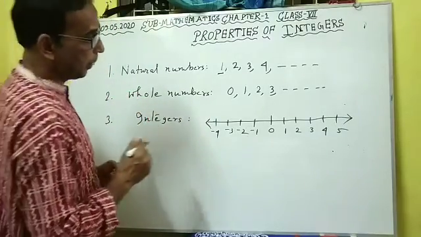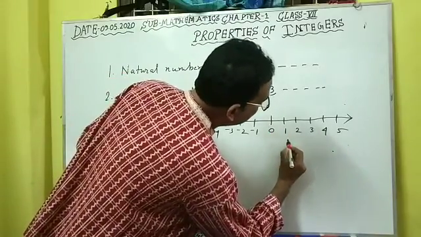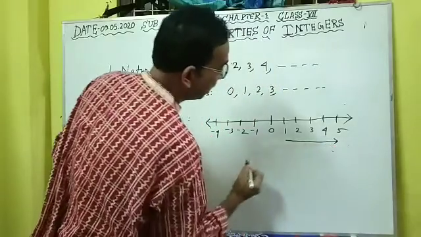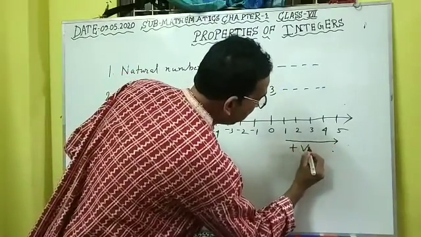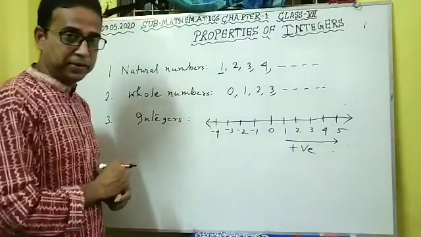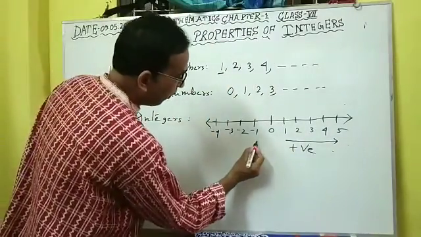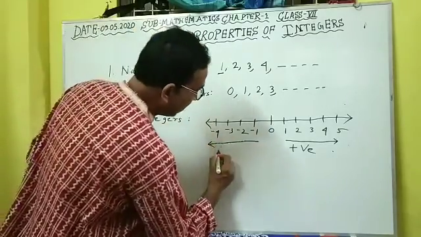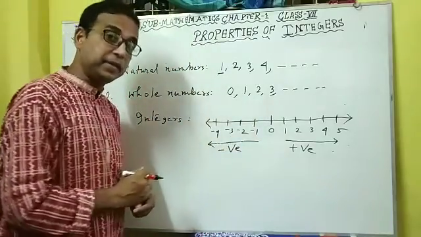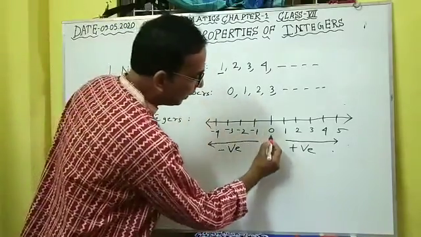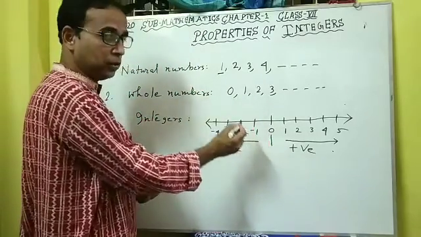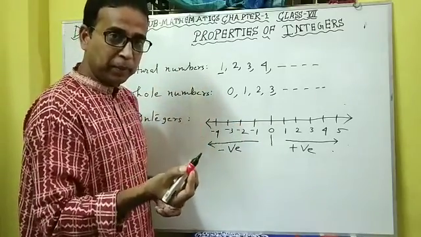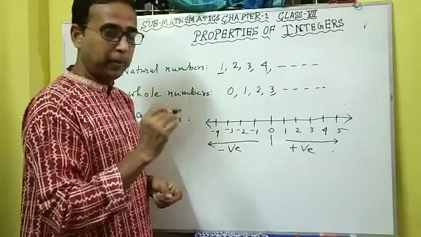On the number line, from 1 onwards, these are positive integers. From -1 onwards, these are negative integers. Here, 0 is also an integer, but it is neither positive nor negative. Okay?